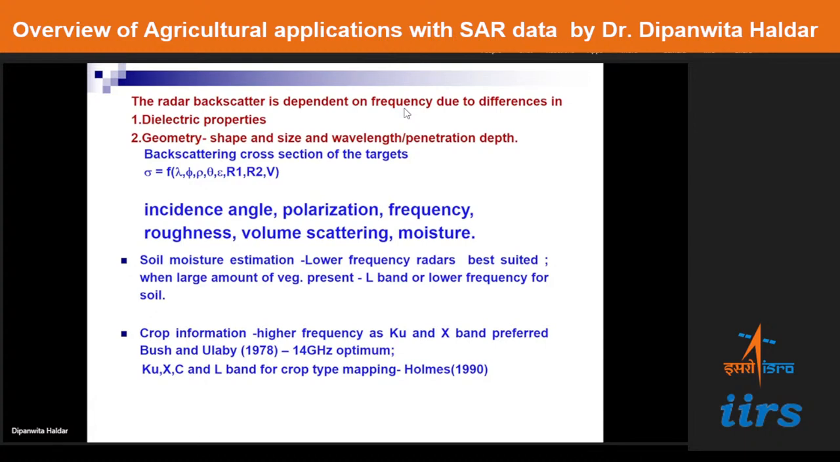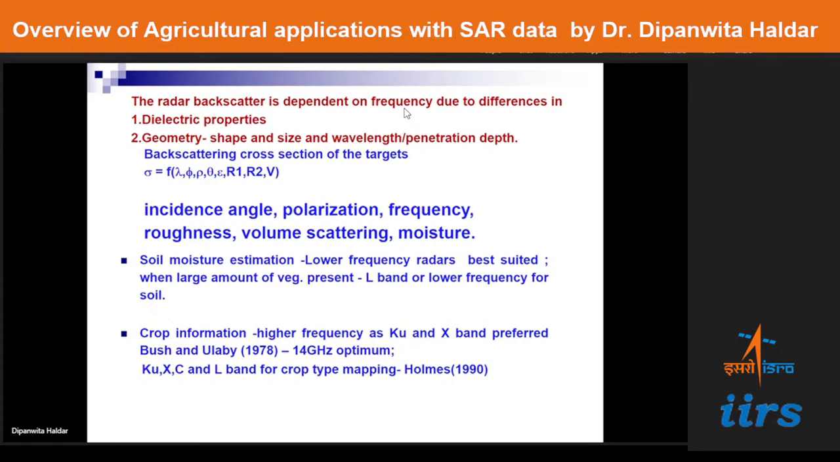This volume scattering is a little different term. These terms are not used in your optical sensing. Whatever volume is there, the canopy volume, gives rise to multiple scattering, and that can be directly sensed as backscatter.